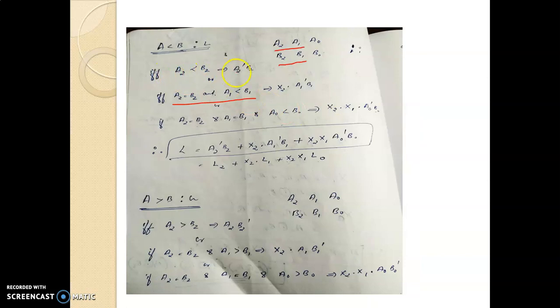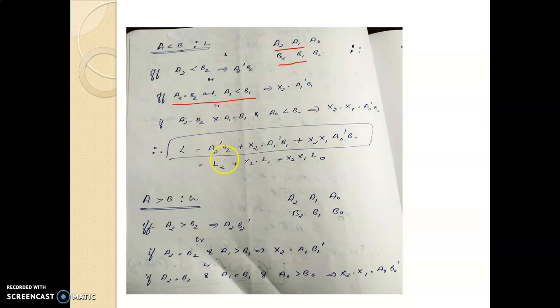A2 less than B2 is A2 bar B2. So it is A2 bar B2 plus this condition A2 equal to B2 and A1 less than B1, that is x2 dot A1 bar B1, plus, what about this condition when both bits of A and B are equal, then A0 has to be less than B0. So it is x2 x1 A0 bar B0.